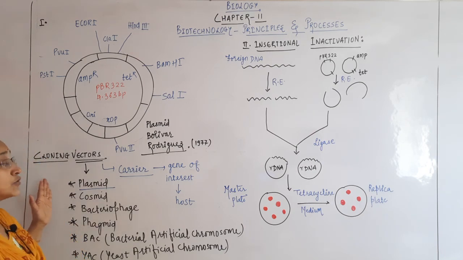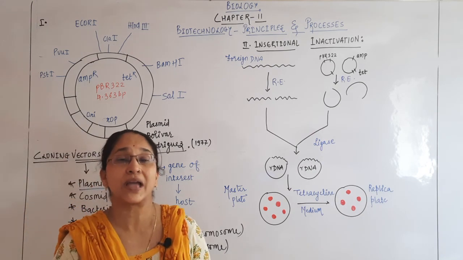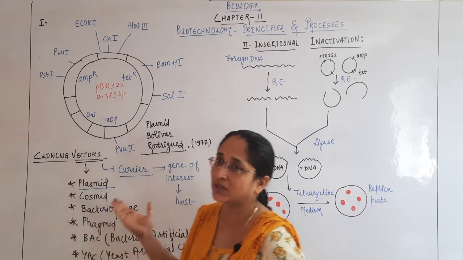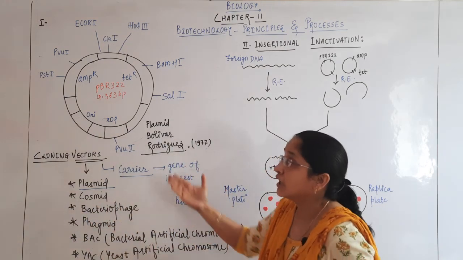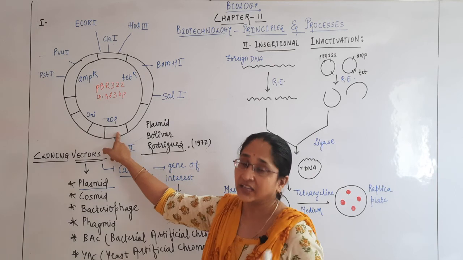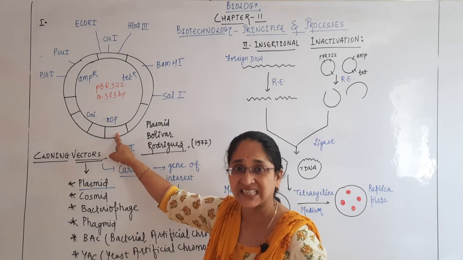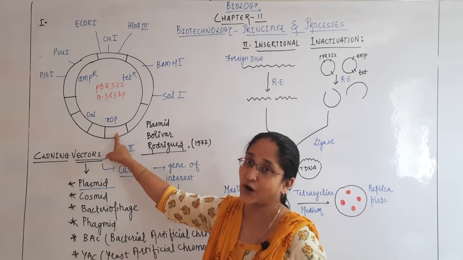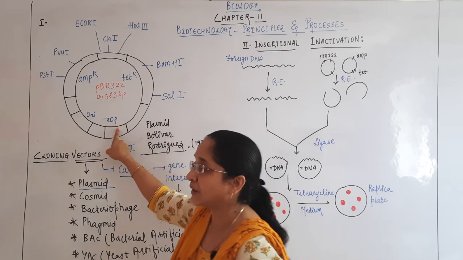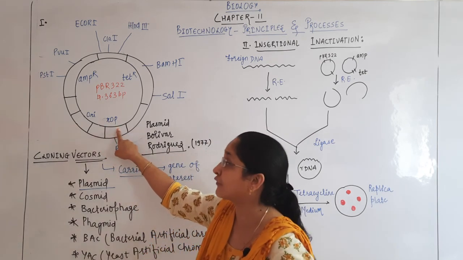Now, what are the characteristics of a cloning vector? Let us get into the detail. The cloning vector should have the ROP. Now, what is this ROP? ROP are the proteins which are required for the process of replication.